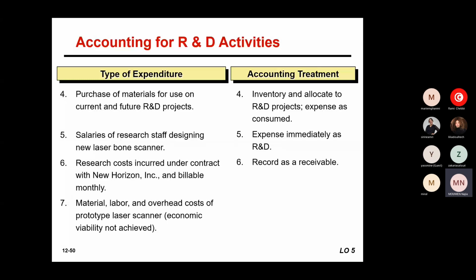Okay. When you have material, labor, and overhead costs of a prototype laser scanner. So here, the economic viability is still not yet achieved. You see here, we have labor, material, overhead costs, so manufacturing costs in particular for a prototype of a laser scanner. And unfortunately, the economic viability is not yet achieved. Okay, so still we should expense them immediately. There is no way to record it as an asset. We only record them as assets when the economic viability is proven. Okay.